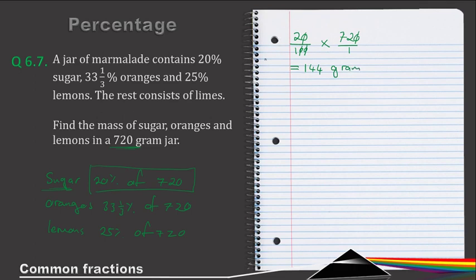Then find the mass of oranges. So for oranges, we have 33 and 1 over 3 over 100, because this is what we're going to calculate now. What is 33 and 1 over 3 percent of 720 grams? So that over 100 times 720 over 1. Okay, so I can cancel this and this, and here we can also divide by 2. If I divide 72 by 2, I get 36. So 2 can go in here 5 times and in there 36 times. And this I'm going to put as an improper fraction.